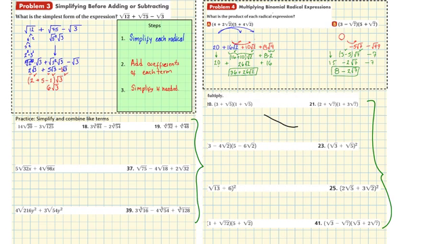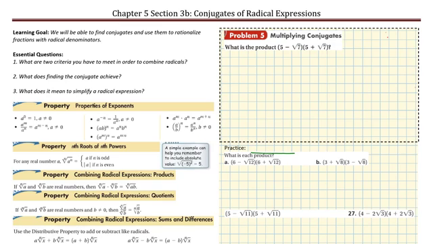Now this is the second part of adding and subtracting radical expressions. This part is special because we're learning about conjugates. Now conjugates are very important because they're an incredibly powerful tool to get rid of radicals and therefore simplify radical expressions. So let's look at problem number 5.